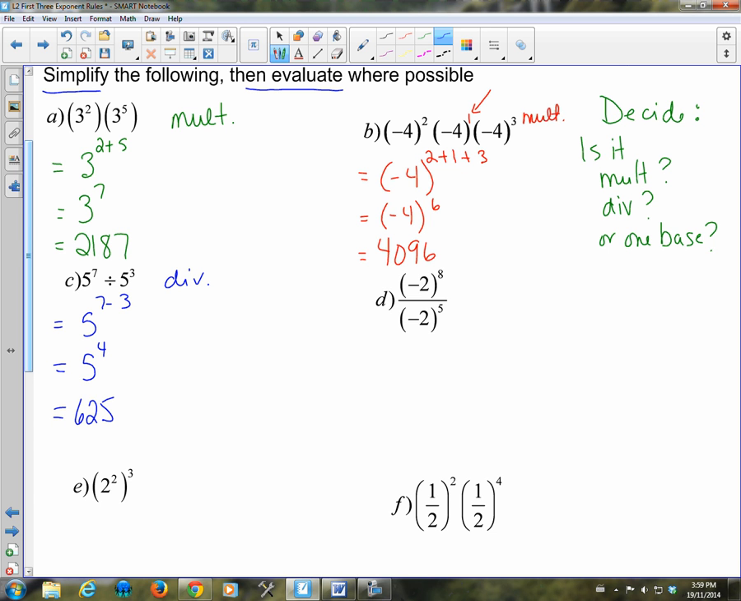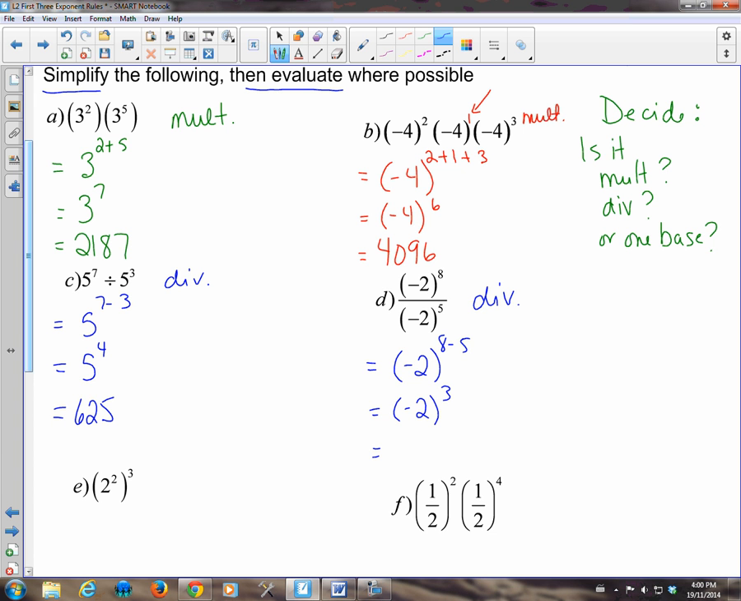D, don't get confused by looking differently. That long line also means divide. So the division rule says I keep my base and I subtract my exponents. So 8 take away 5 is 3. And -2 to the exponent 3. 3 is an odd number. So I'm going to have a negative answer. So -8.